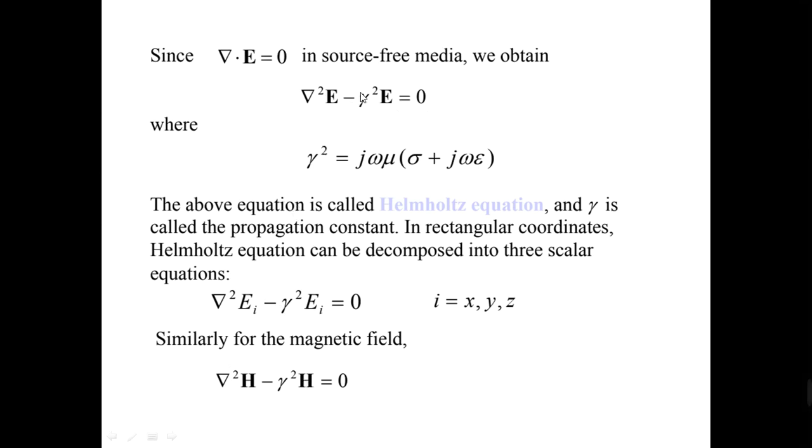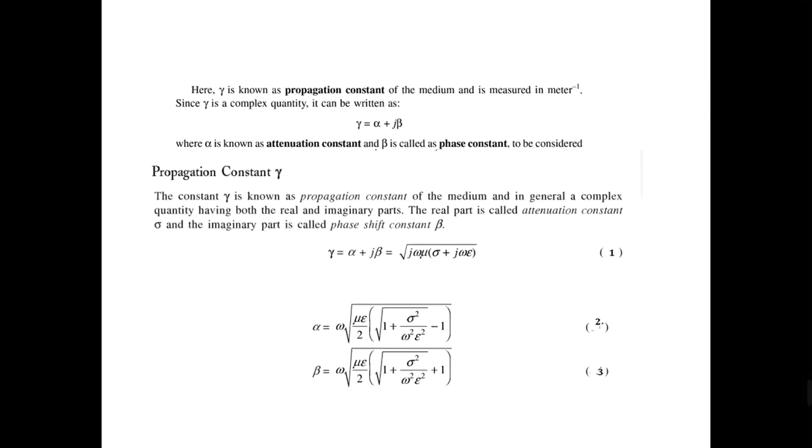These two equations are the wave equations for a conducting medium or a source-free medium, which are called the Helmholtz equations. And this gamma is the propagation constant, which is equal to square root of j omega mu into sigma plus j omega epsilon. So now let us see in detail about the propagation constant gamma.